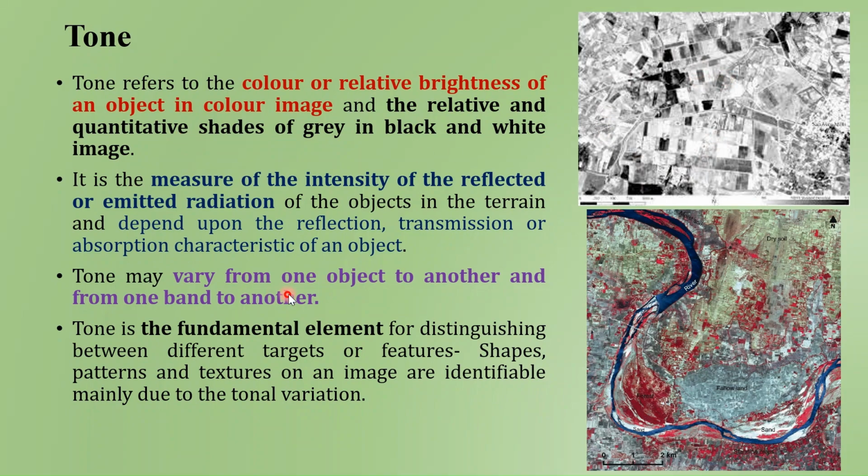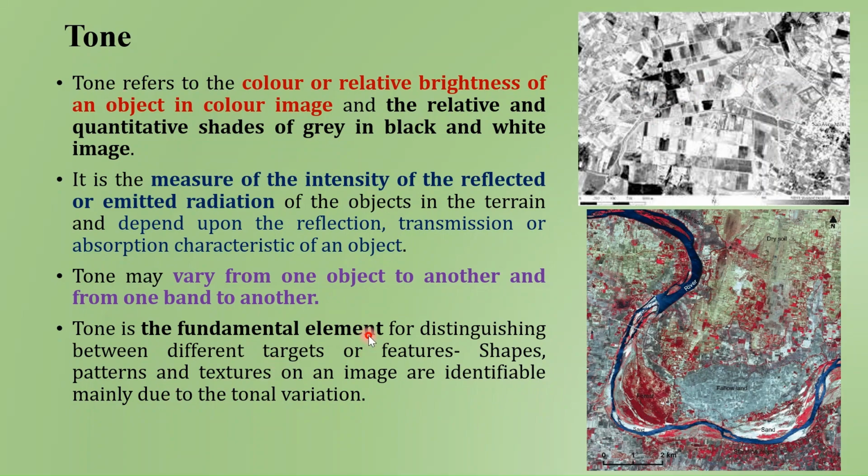This tone may vary from one object to another. As we can see here, at some places we are having a whiter tone, at some places we are having black, and most of the places are having different shades of gray. So this tone may vary from one object to another as well as from one band to another. Different features on Earth vary in their spectral response across different wavelength ranges, and that leads to the variation in tone from one band to another.